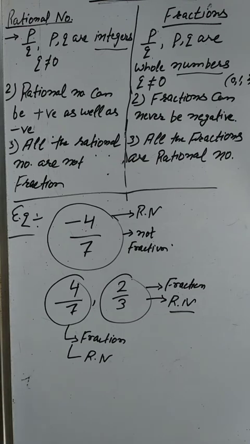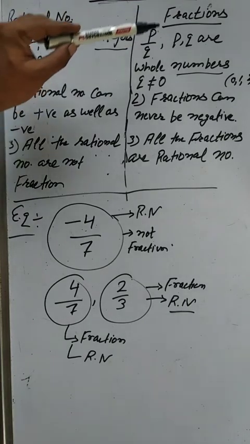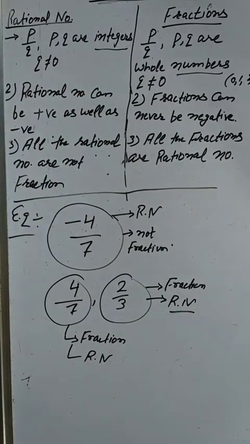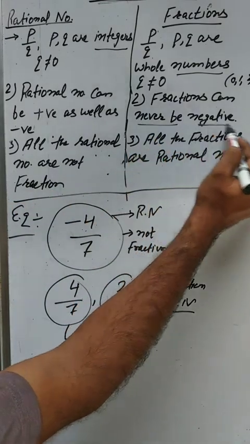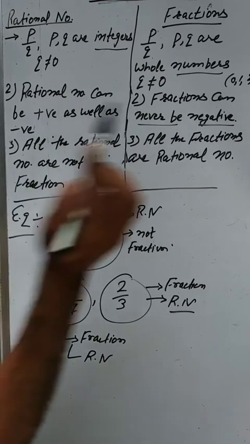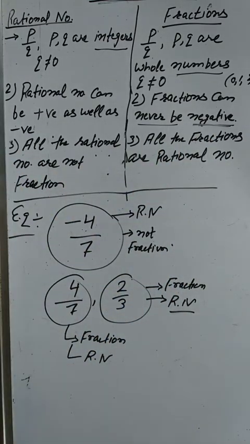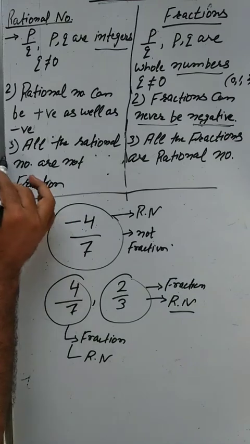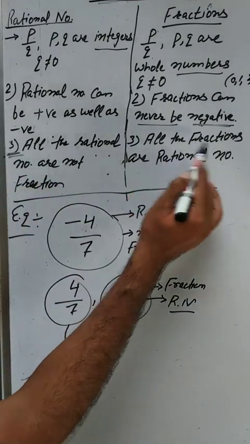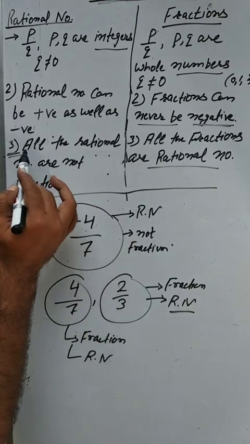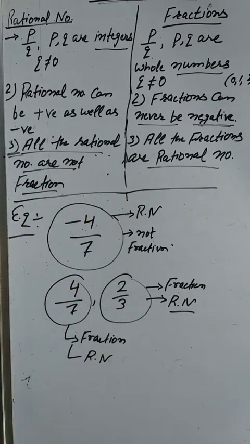First of all, I am again repeating this topic. A rational number is of the form P upon Q, where P and Q are integers, and a fraction is of the form P upon Q where P and Q are whole numbers. Clear beta? A rational number can be negative as well as positive, but a fraction can never be negative, which means all the fractions are positive. And the third difference: all the fractions are rational numbers, but all the rational numbers are not fractions.